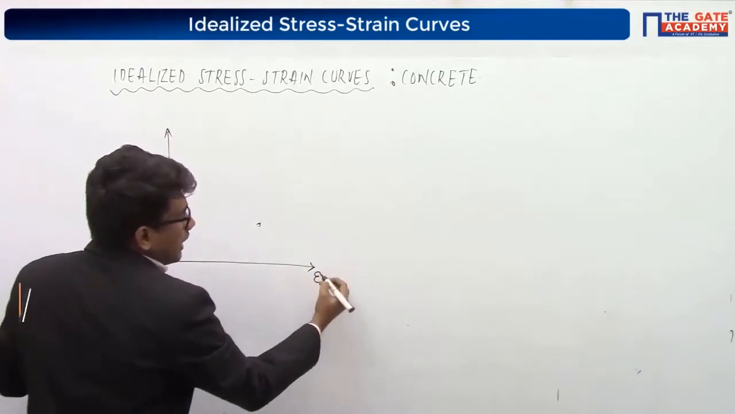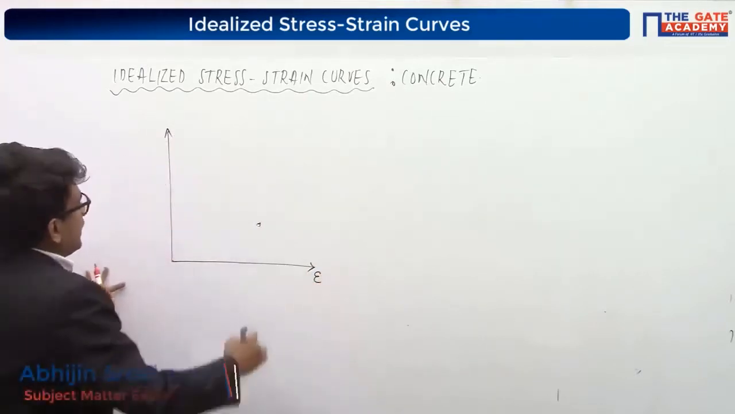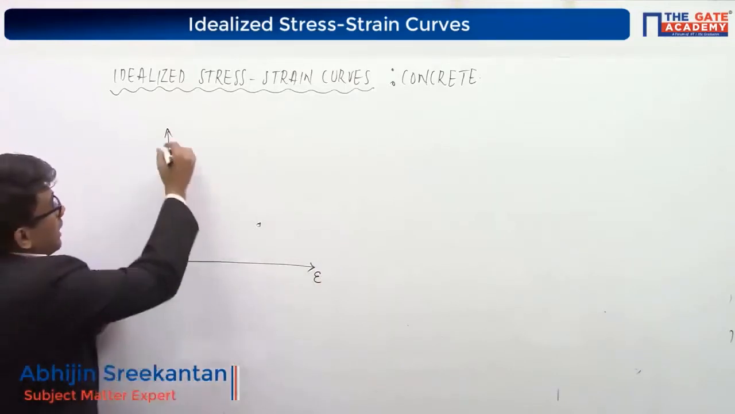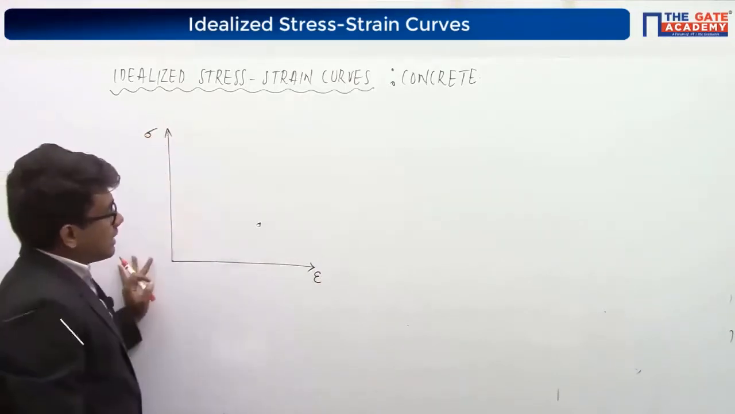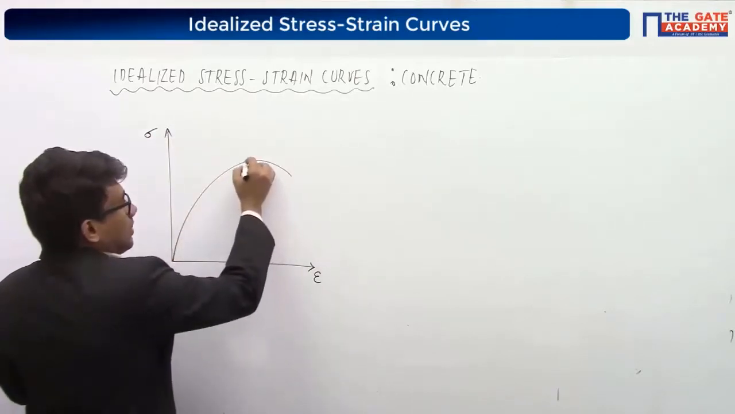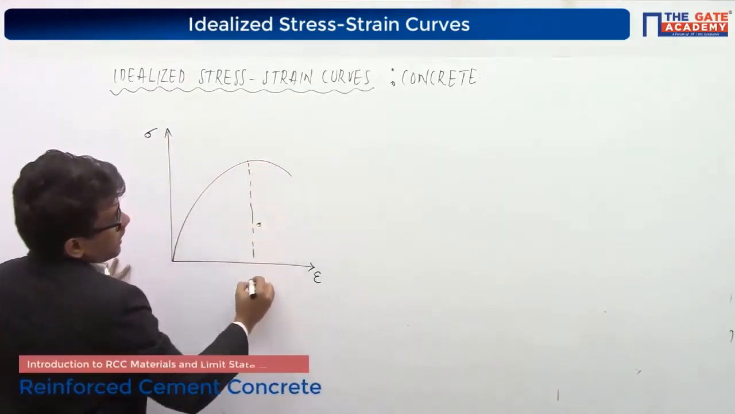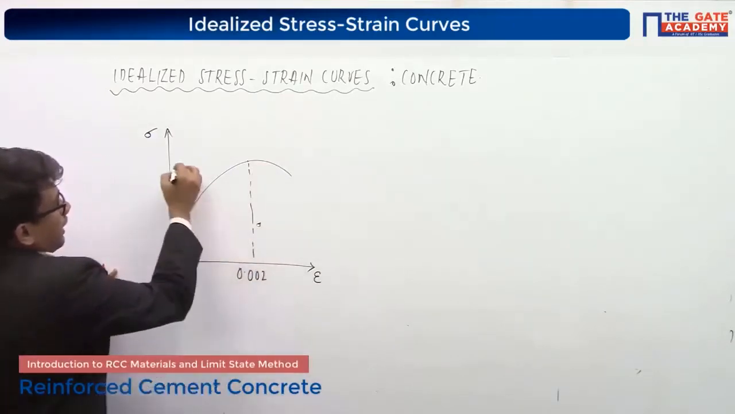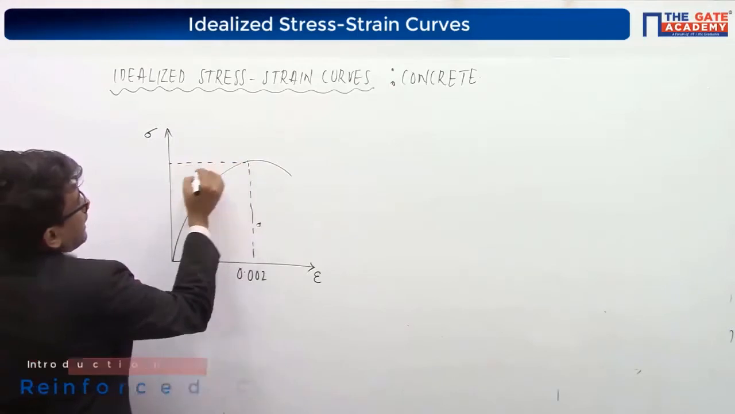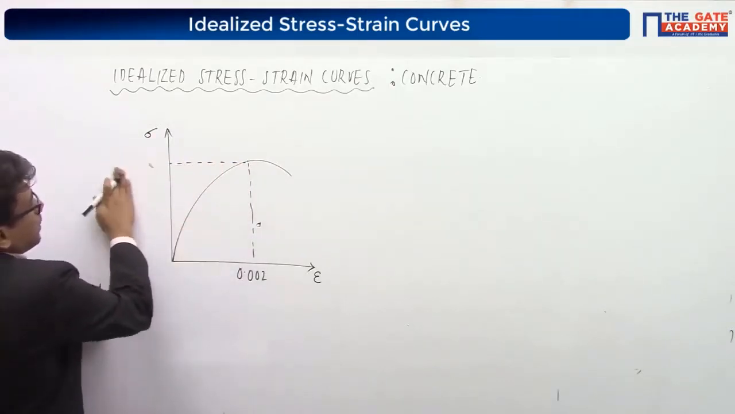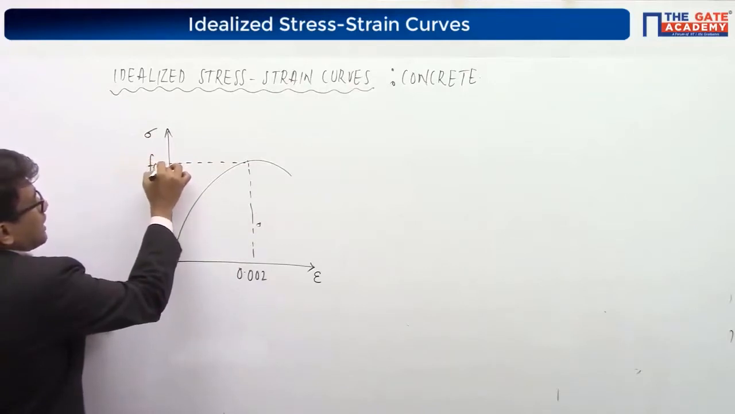We will take the strain value here in the x-axis, and the stress value here in the y-axis, and we will get a non-linear curve like this, where we have the maximum stress at the strain value 0.002, and the stress value corresponding to that is taken as our FCK, that is characteristic compressive strength of the concrete. So we have already discussed this.